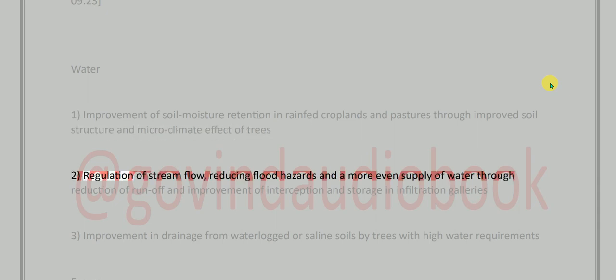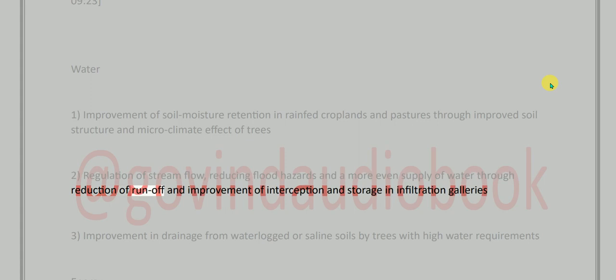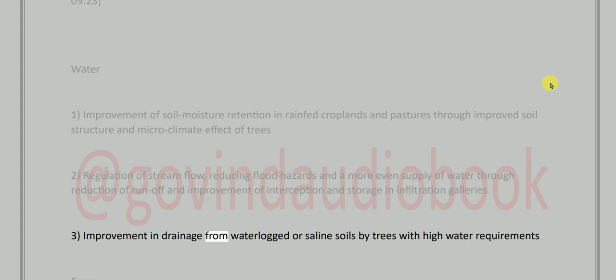effect of trees. 2. Regulation of stream flow, reducing flood hazards and a more even supply of water through reduction of runoff and improvement of interception and storage in infiltration galleries. 3. Improvement in drainage from waterlogged or saline soils by trees with high water requirements.